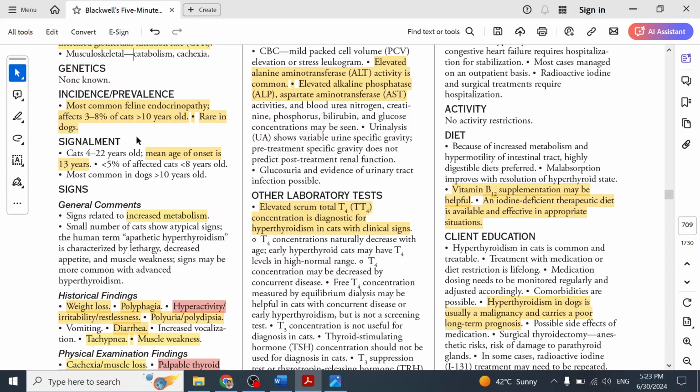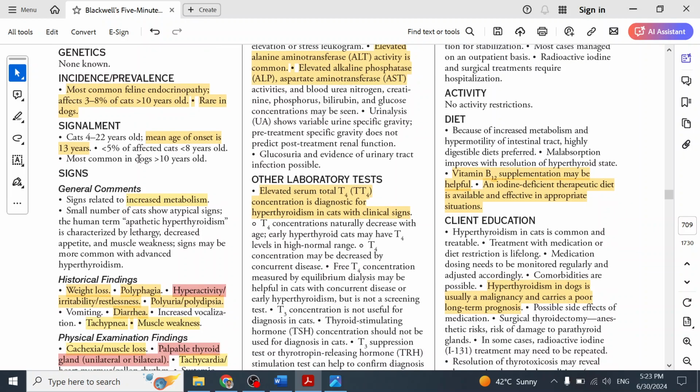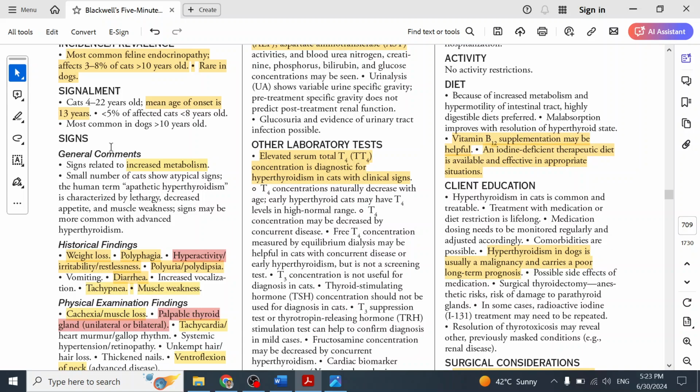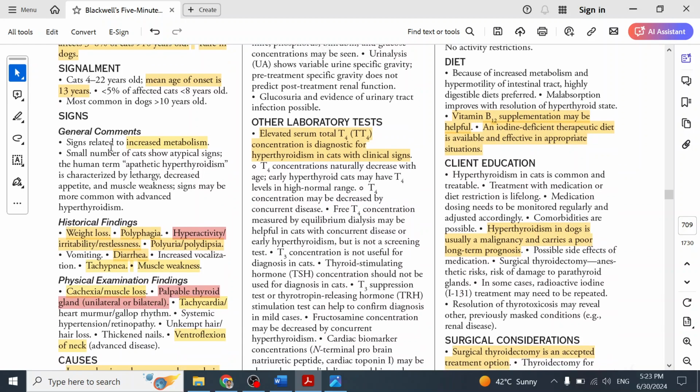Next we have incidence or prevalence. It is the most common feline endocrinopathy, affecting about 3 to 8% of cats more than 10 years old. It is also common in old age cats. The mean age of onset is around 13 years. You can say that it is common in old age cats. One thing you have to note in hyperthyroidism is that there is an increased metabolism.